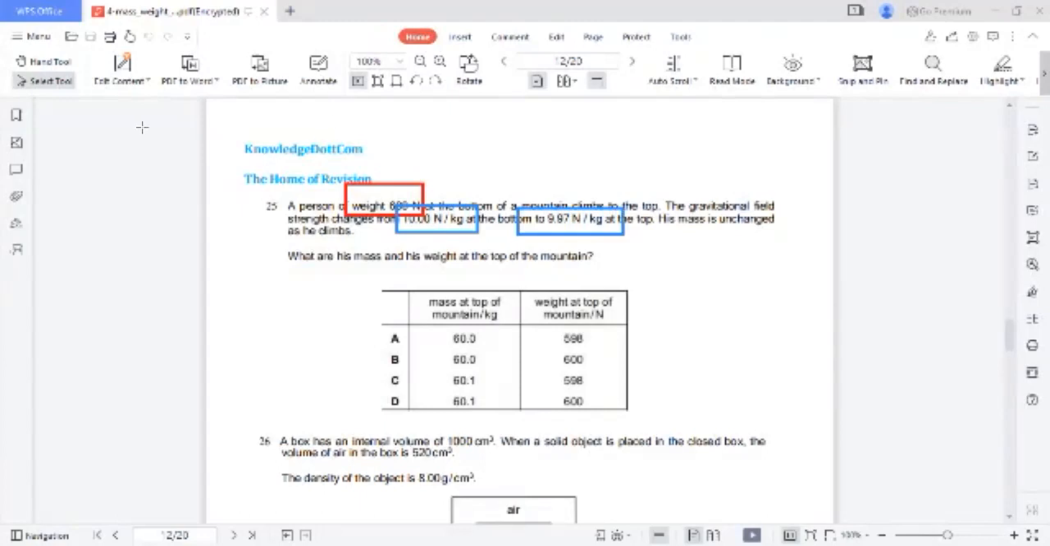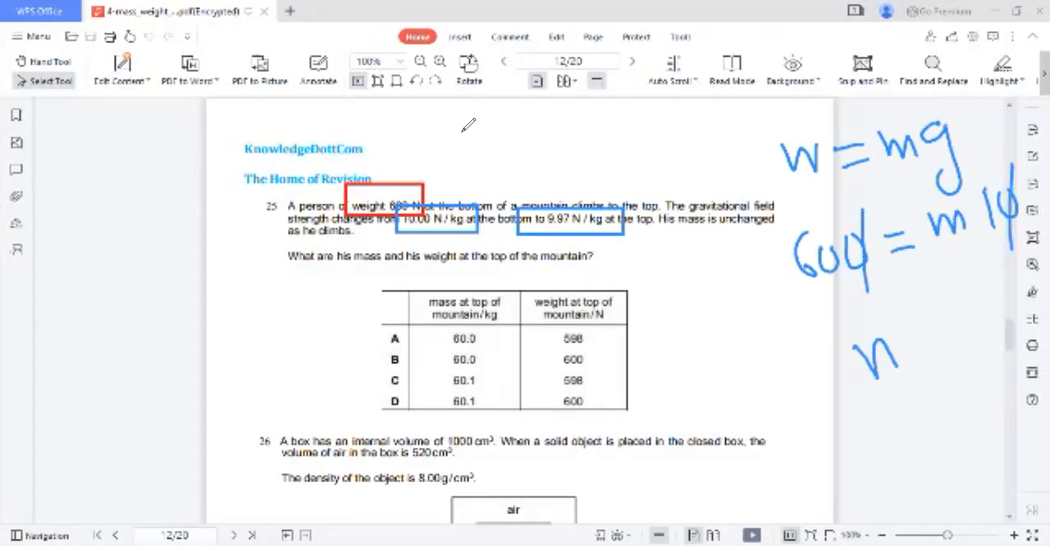Okay, his mass is unchanged as we know that. What are his mass and his weight at the top of the mountain? So mass remains the same, like we know the formula, W equals mg. So weight is 600 and g is 10, so it would be cancelled. So mass is 60 kg. So the option is 60, the correct option.